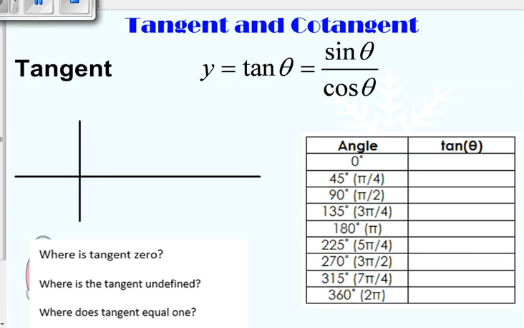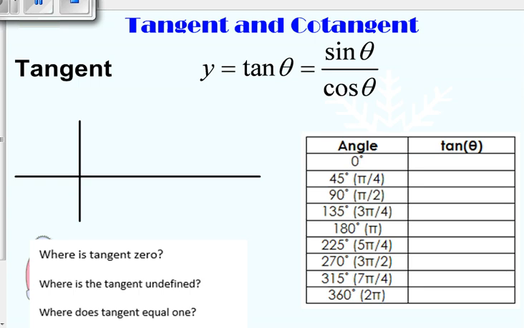Okay, so today we're going to talk about tangent and cotangent and how to graph them. We've already talked about cosine, sine, and cosecant. Remember, cosine, sine, cosecant, and secant all had a period of 2 pi. Cotangent and tangent are going to have a slightly different period. So let's investigate and see what we get for our period.